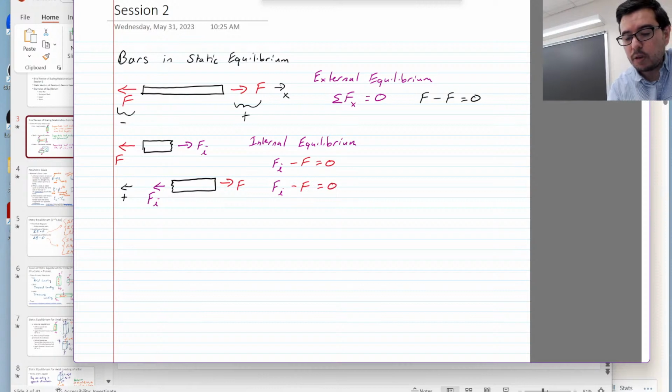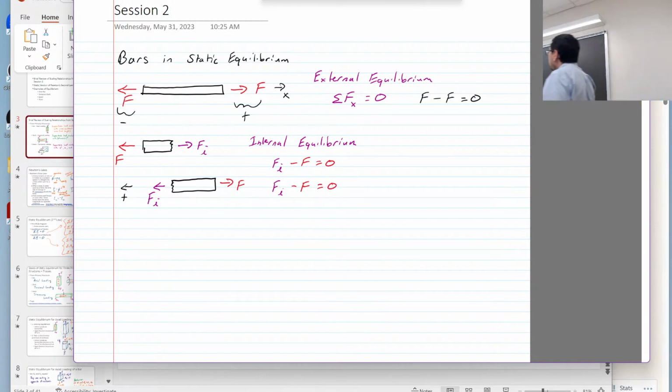And that's still equal to 0. Okay? Now, what's confusing is that Fi seems to be going in two different directions in these two different diagrams. Okay? And Fi is equal to F, obviously. So which is correct? Well, they're both correct.